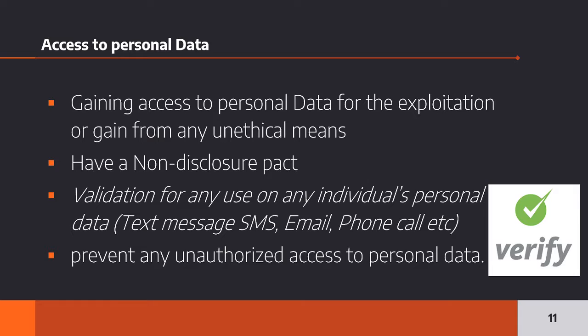So next is access to personal data. This means gaining access to personal data for exploitation or gain by any unethical means. In this case, the company is not allowed to disclose any of its employees' personal data without consent given. One way is to have a non-disclosure pact between the company and the employee. Another way is by having a validation method to verify the request and the consent of an individual to give their personal data, such as text messages, emails, or phone calls. This is to prevent any unauthorized access to personal data.